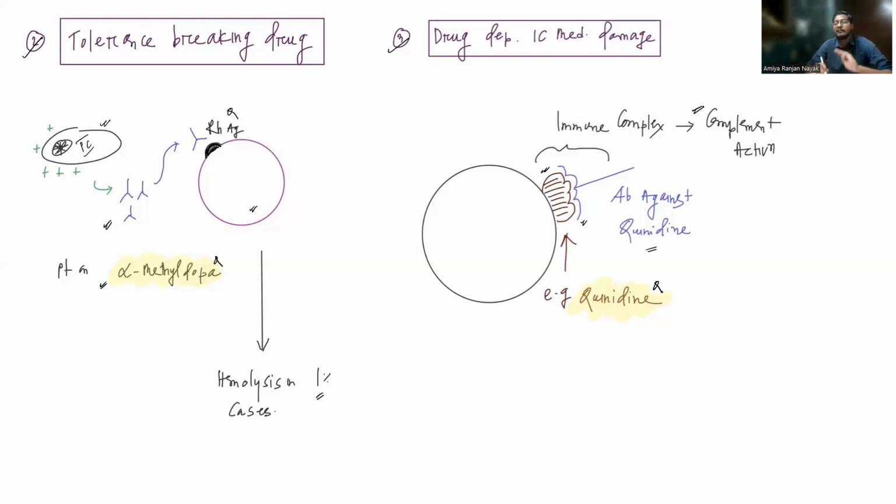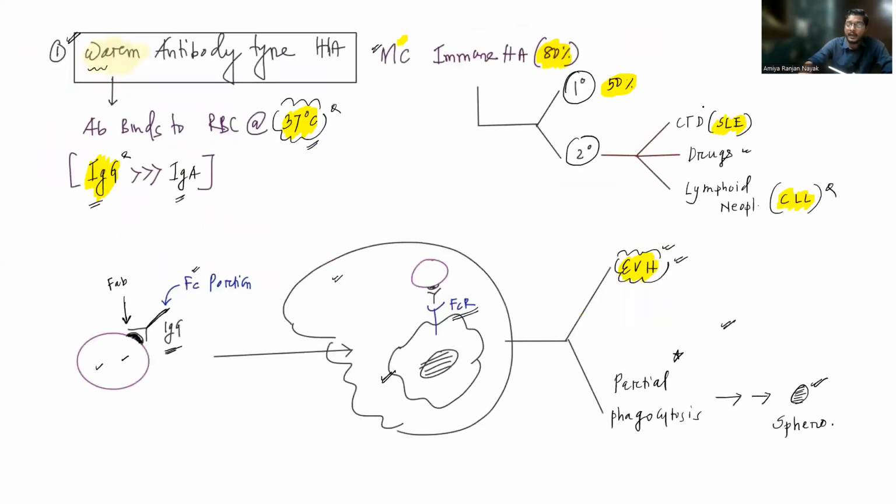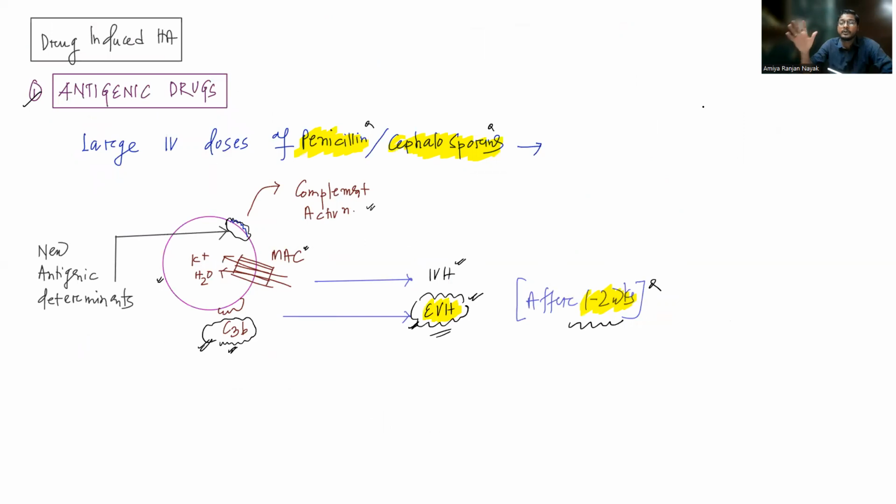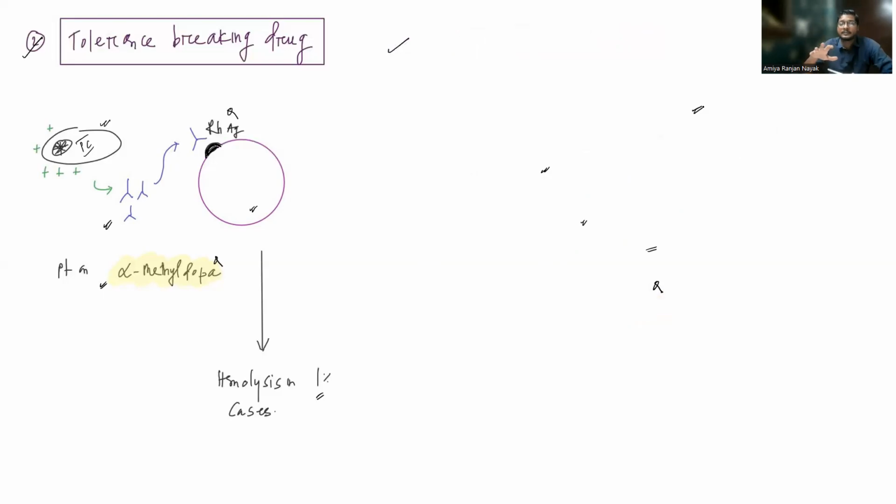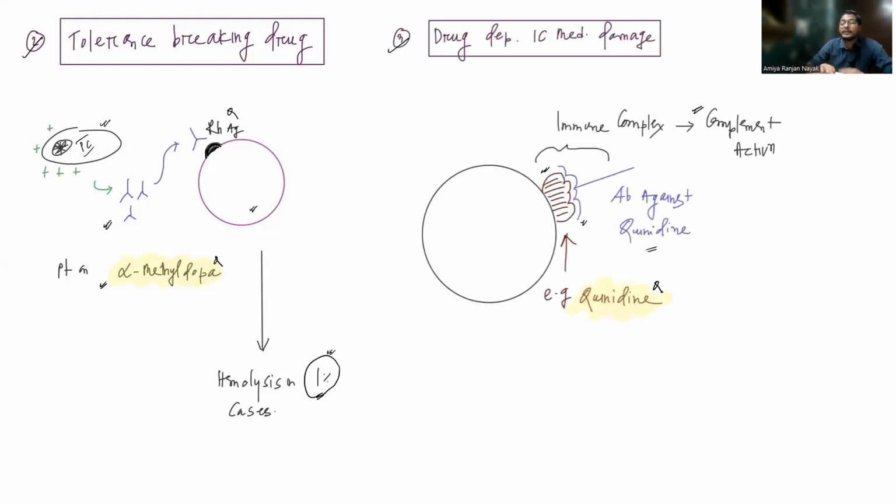Okay, so these are the three very important drug-induced mechanisms for hemolytic anemia. I'll just revise it again. Antigenic drugs include penicillin and cephalosporins, which can create newer antigenic determinants over the surface of the RBCs against which antibodies are produced, and they will cause subsequent hemolysis. Alpha methyl dopa classically causes breakage in tolerance, leading to antibody formation against the RBC surface antigens which are normally expressed, and these antibodies can cause hemolysis, but usually it is rare. Only 1% of the cases. And the last one is quinidine mediated immune complex hemolytic anemia.